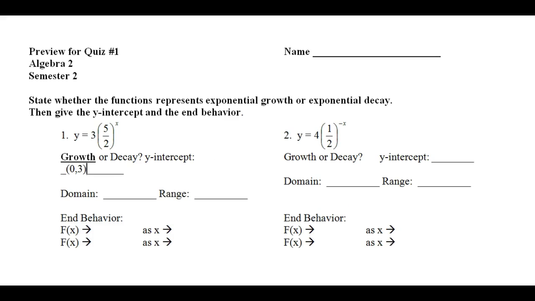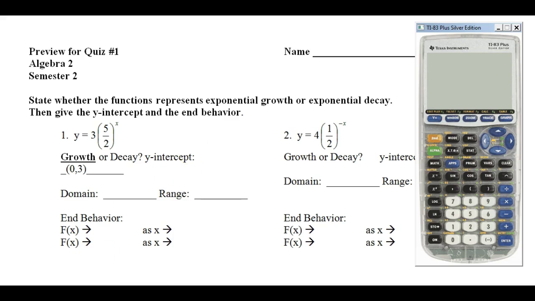Now, if you happen to forget that, could you do it on the calculator? It sure is possible. So if we're going to go that route, I'd go ahead and type it in here. So I've got my 3, I've got my 5 halves to the x power, and I could go ahead and pull up my chart, and wherever x is 0, that y value is my y-intercept, so it's (0, 3). So I could do it that way too if I really wanted to.